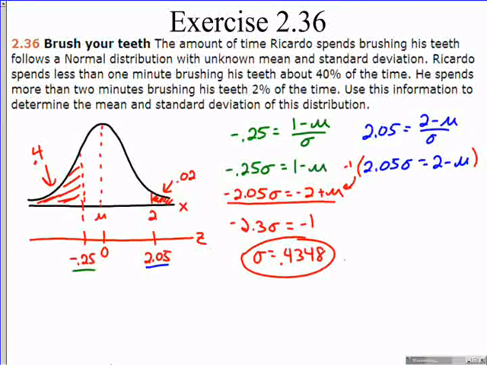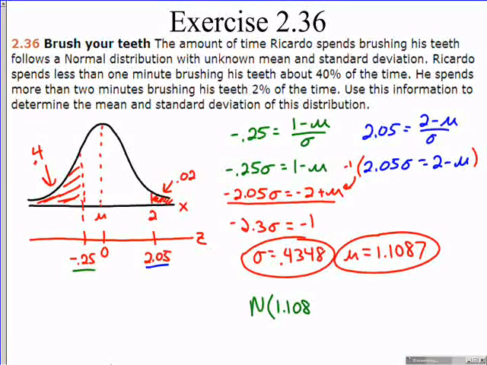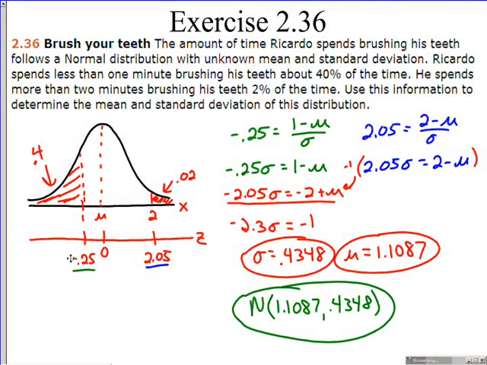Mu is going to be, when we plug that in, 1.1087. So what do we know about this distribution now? We know it is normal with a mean of 1.1087 and a standard deviation of 0.4348. There's how we would describe the distribution.